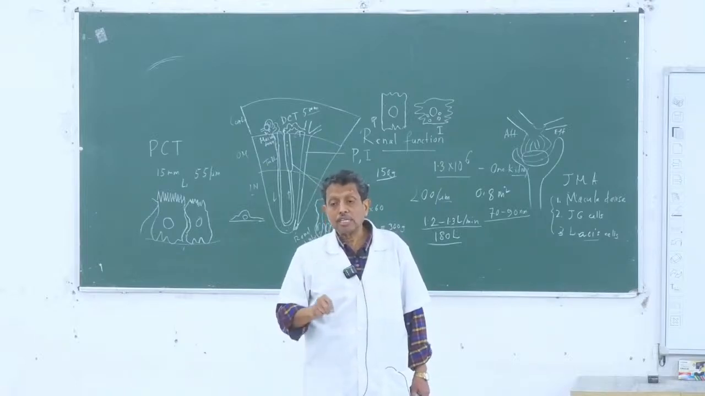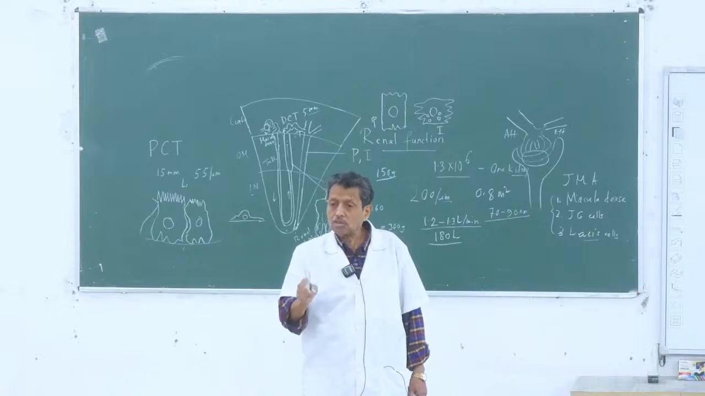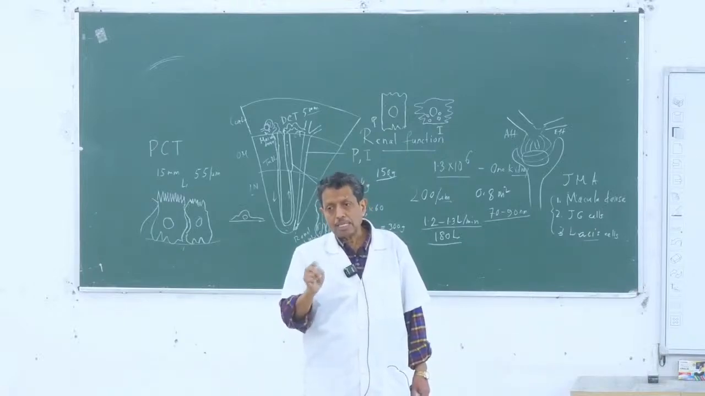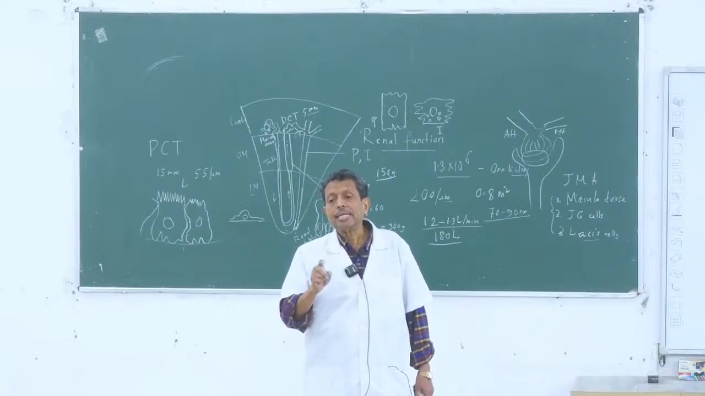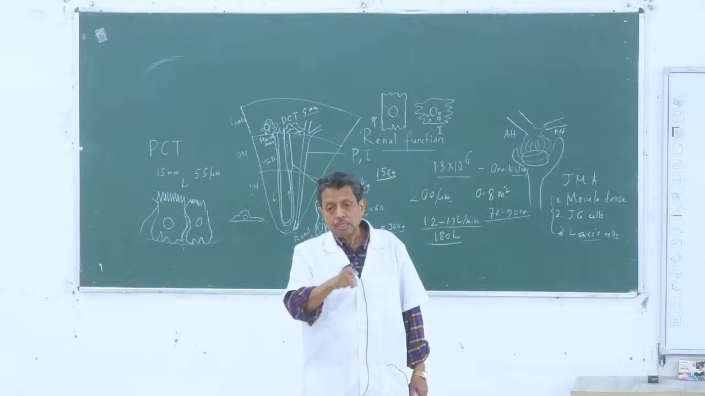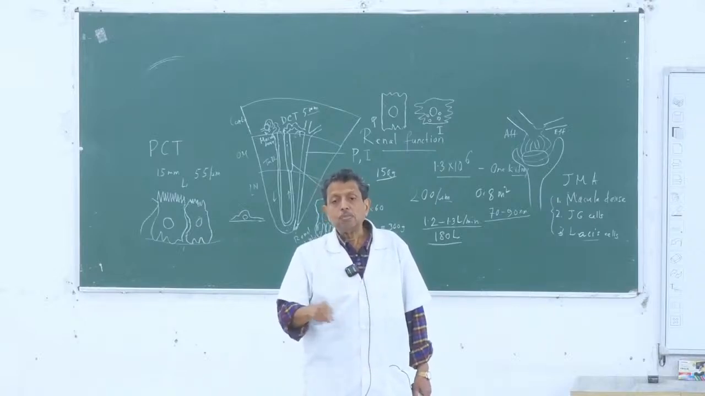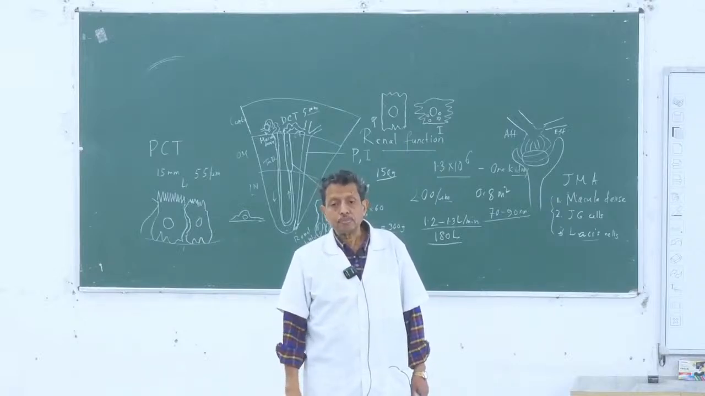Mostly they secrete hydrogen ion, and in case of alkalosis, there is another variety, two types, which can also secrete bicarbonate ion. In this way, they help to maintain the pH of the urine, and at the same time the pH of the body fluid.